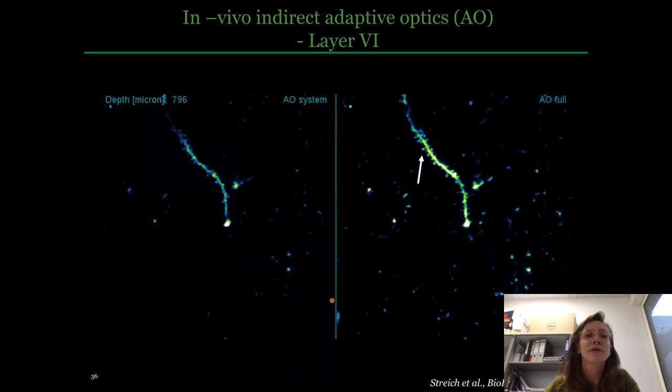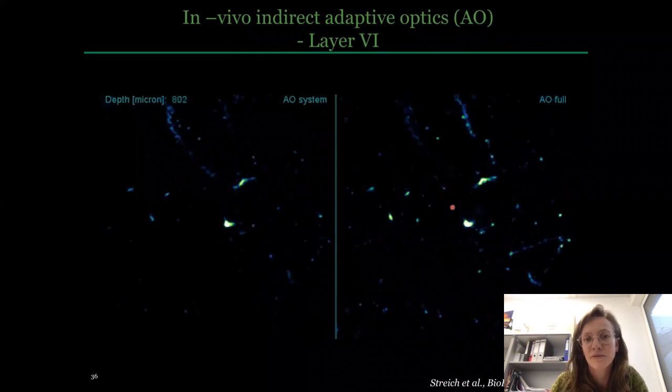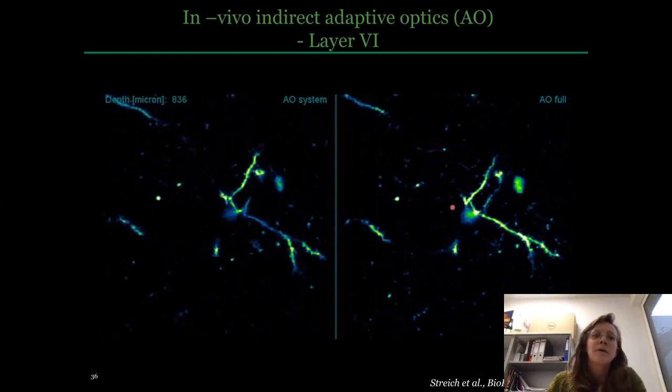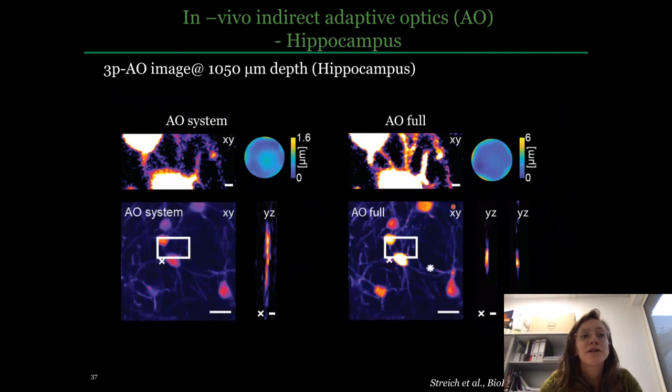And here's another example, also acquired at layer 6 at around 800 micrometers depth. And here you can really appreciate that with full aberration correction, we achieve spine resolution throughout an entire cortical column, so that all of the fine details become visible. But we can also do aberration correction at over 1 millimeter depth in the hippocampus. And also here you can appreciate that we can significantly improve the axial resolution so that the distortions are corrected for, yielding an increase in signal intensity so that the fine details become visible.